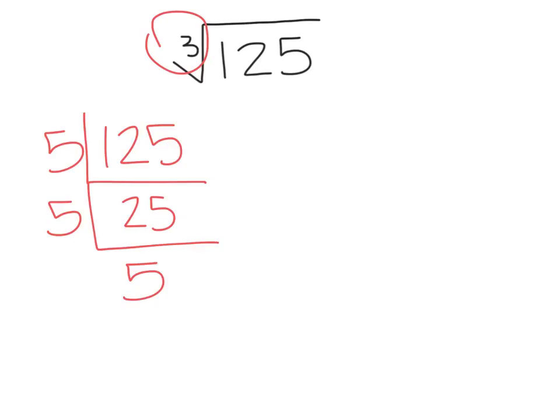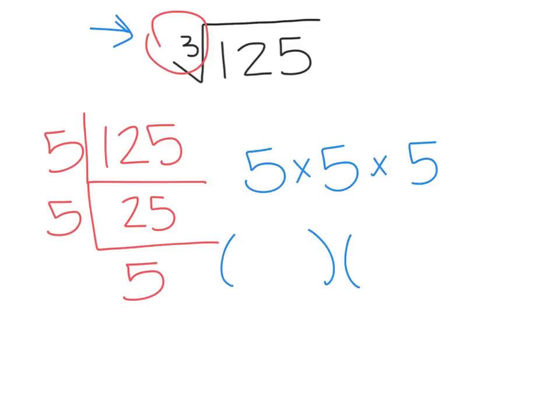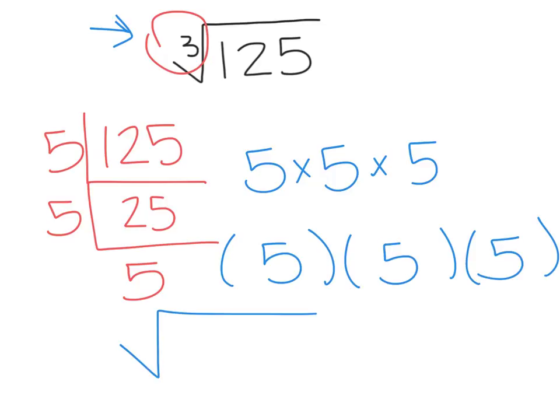Since we're doing cube roots, that means we need 3 groups. So we'll write out our prime factorization, break it into 3 groups, and I have 3 5s, so I'm going to put 1 5 into each group. Since each group equals 5, then that means my cube root of 125 equals 5.